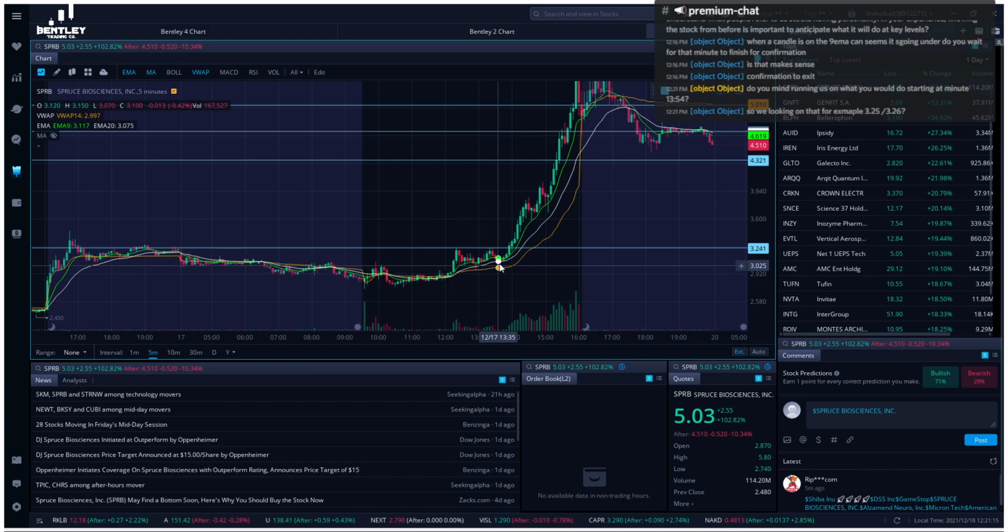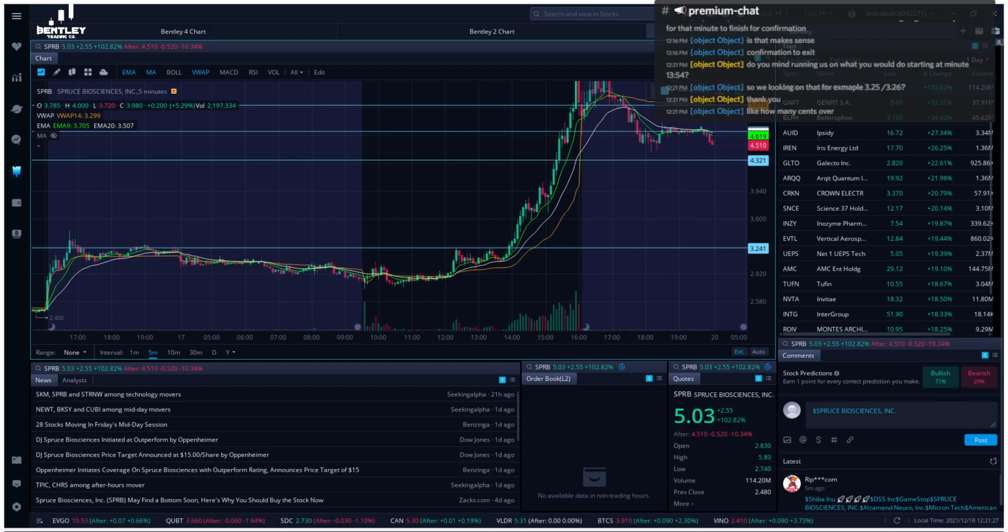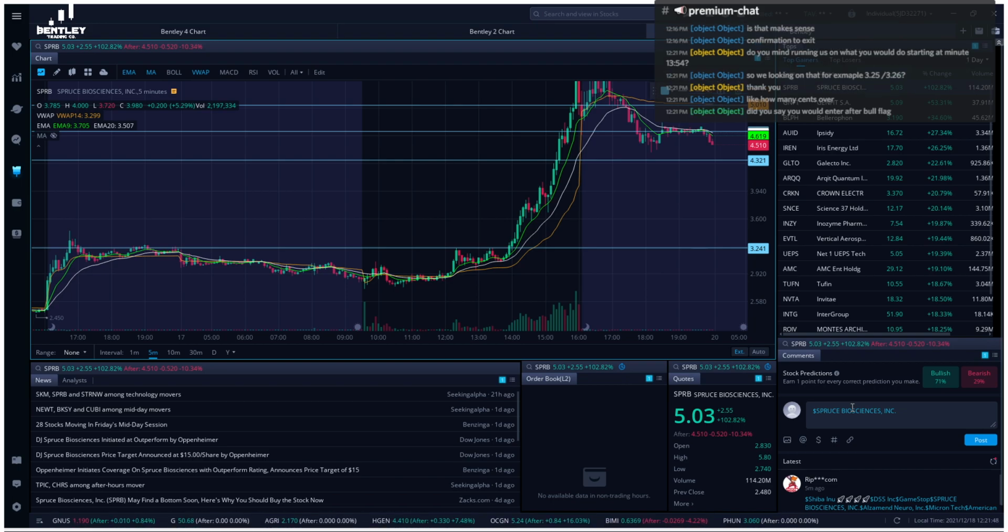$13.54. Yeah, I'm about to go over that. That's actually what I was going to go over next. Does anyone have any questions on the entry timing? So we look at that, for example, 325, 326. Yes, and I'm about to go over how I would have entered this play. Is there any more questions on this topic right here? Yes, bull flags and stuff like that, but I'm going to show you how to enter on that also here in just a second.